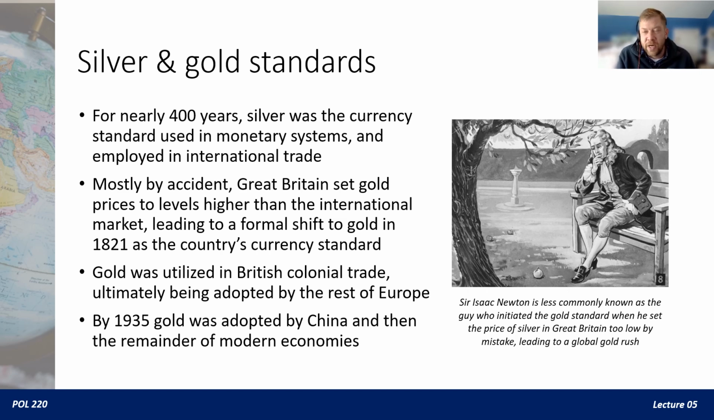Funny enough, it was actually mostly by accident. You can blame Sir Isaac Newton of Apple fame for accidentally setting gold prices higher than the international market. What that ended up doing was causing a rush on gold. So this was 1821. This actually coincides with the U.S. gold rush as well here. And this ends up being the catalyst for a change from silver to a gold system.